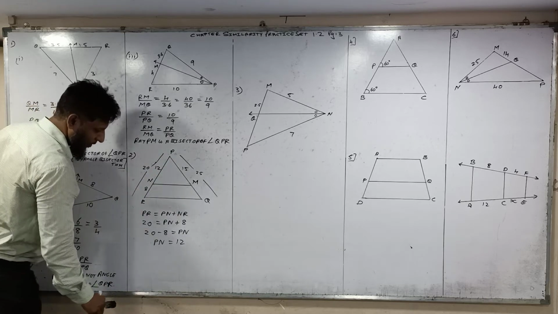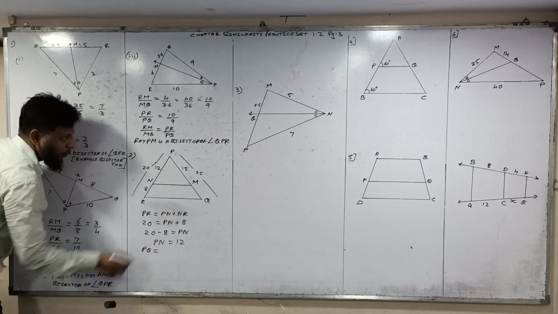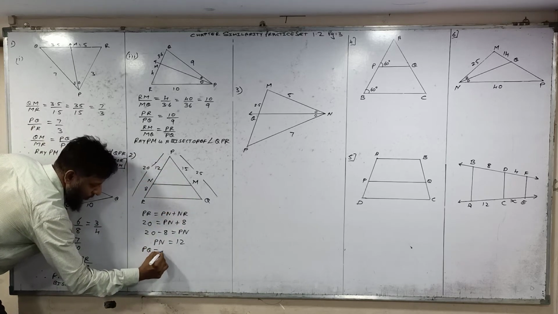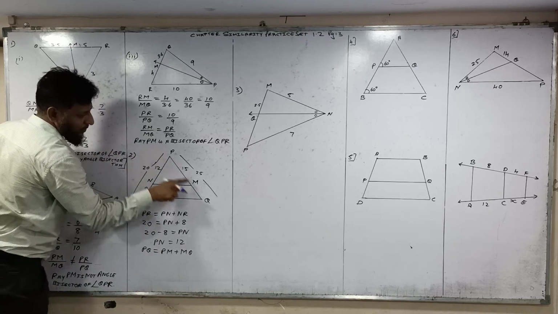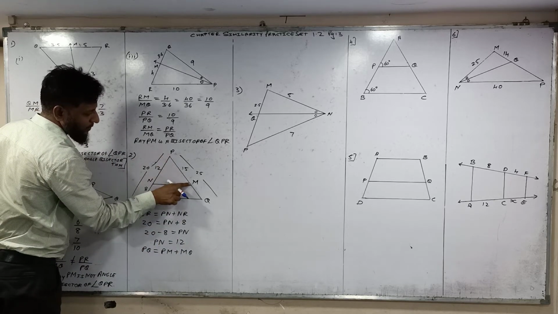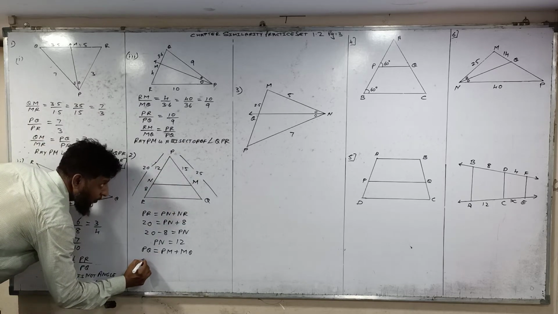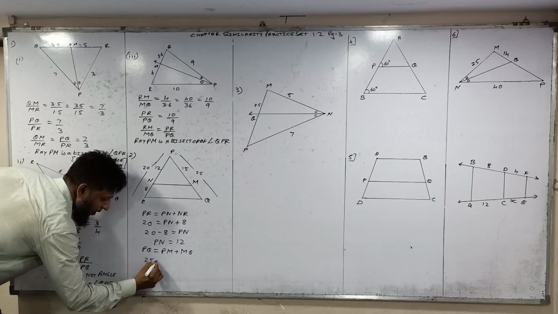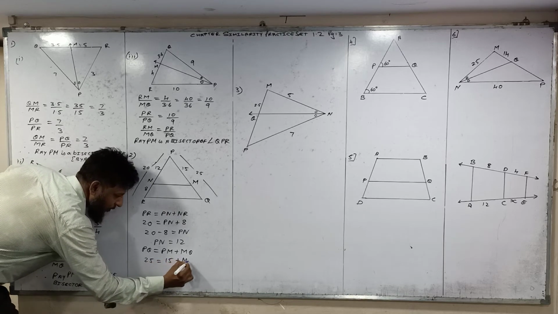Again, in PQ, PM plus MQ. See, this is the segment PQ. When we add PM plus MQ, we will get PQ. Now PQ is 25 and PM is 15, and MQ we don't know.